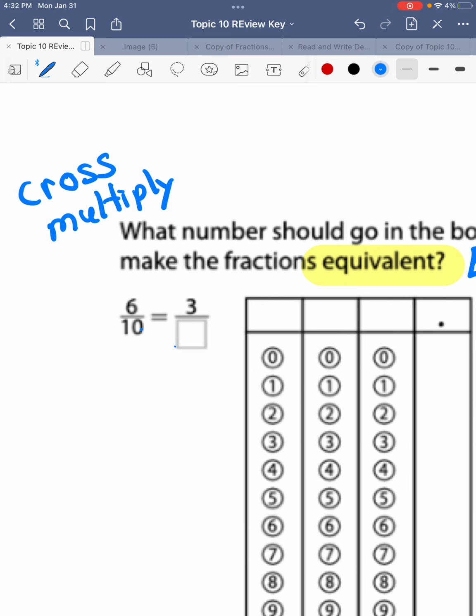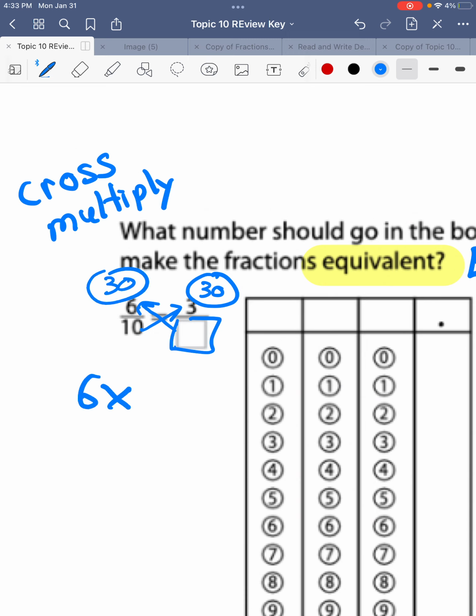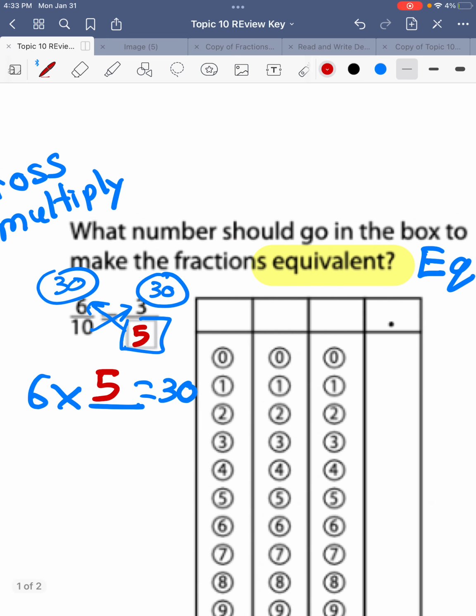I don't know what number's in this box, so I can't multiply this yet. But I do know 10 and 3. So 10 times 3 is 30. If 10 times 3 is 30, I have to put something in this box that if I multiply it by 6, it will also give me 30. So what times 6 will give me 30? That will be 5. So the only way these fractions will be equal is if there's a 5 in this box, because 5 times 6 will give me 30. So my answer is 5. When you put 5 in the grid, you just put it closest to the decimal.